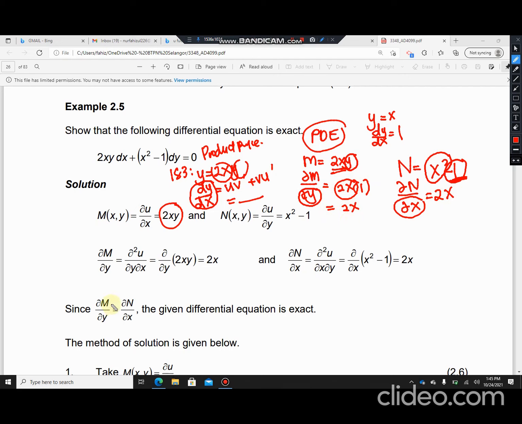Dia sama. So, since delta M, delta y equals to delta N, delta x, the given differential equation is an exact differential equation. So, kat sini sebenarnya cara untuk kita buktikan yang dia adalah exact differential equation. So, awak kena ingat formula ni. Delta M, delta y must equals to delta N, delta x. Okay, next.